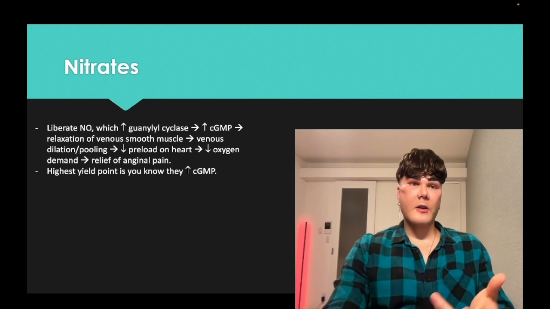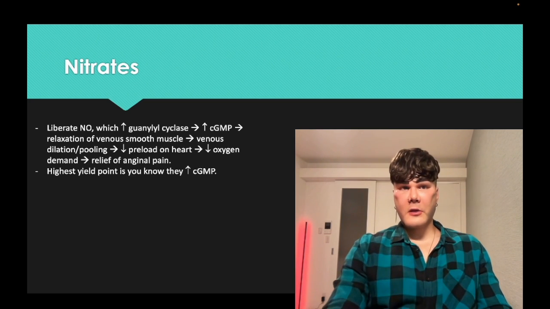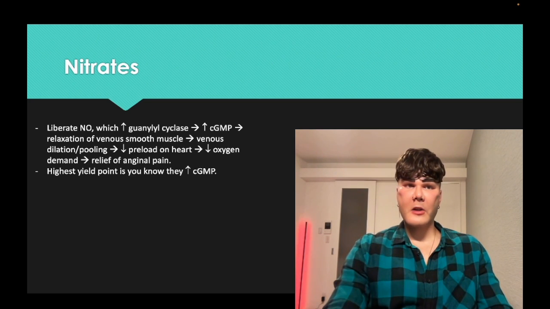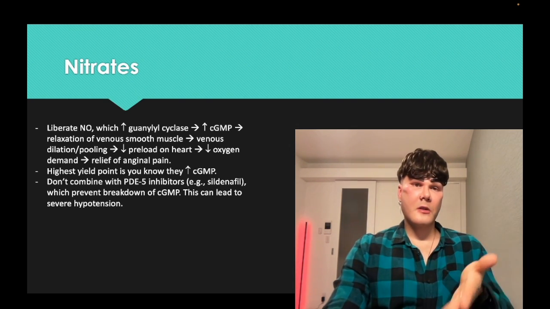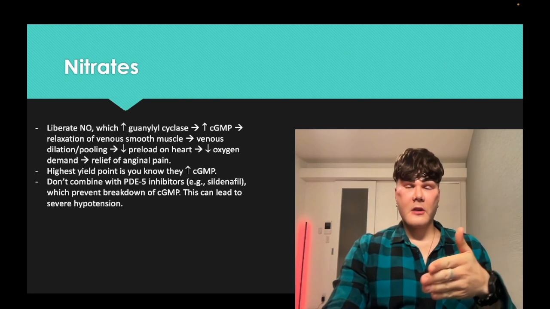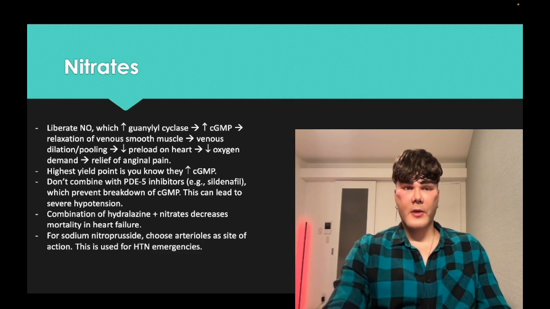Okay, so they can just tell you, easy question, pass level, as I said, but they'll tell you a dude has angina pectoris and takes a sublingual drug under his tongue, and they'll say which of the following is most likely to occur in this patient to relieve his pain, and the answer would just be like choice C, increase cGMP. Not dramatic, okay? Don't combine with phosphodiesterase 5 inhibitors such as sildenafil, because phosphodiesterase 5 inhibitors prevent the breakdown of cGMP, so if you have nitrates which upregulate cGMP, you can get hypotension. Okay, and as I mentioned before, hydralazine and nitrates together decrease mortality in heart failure.